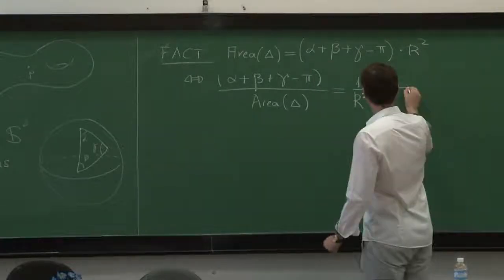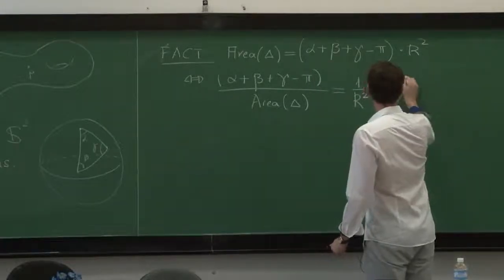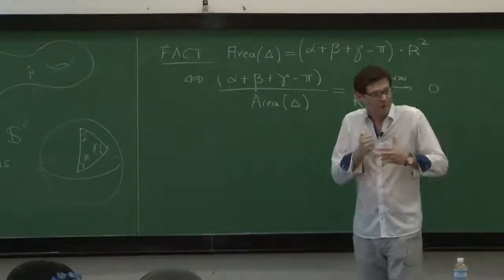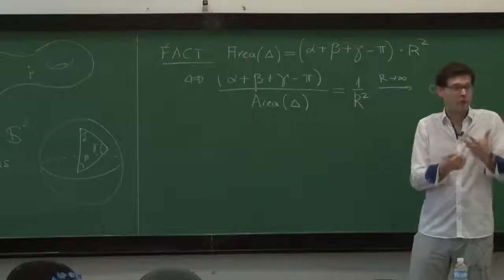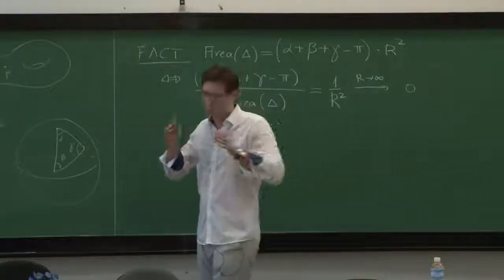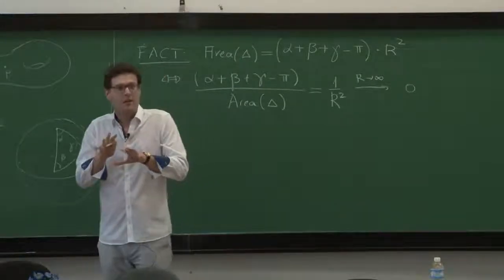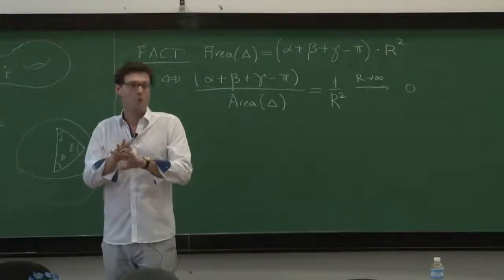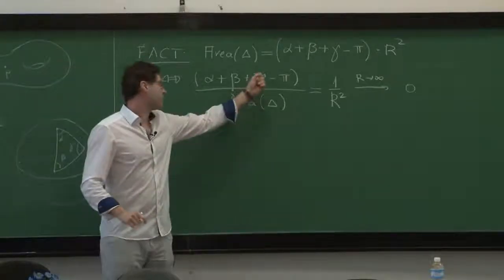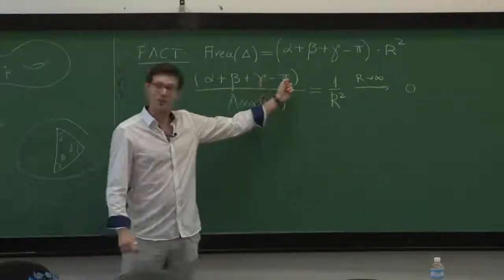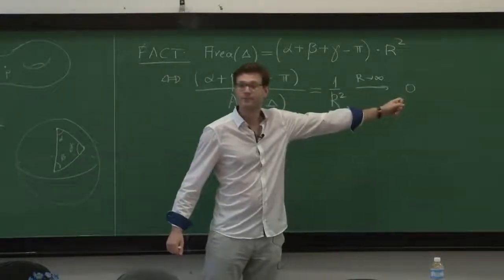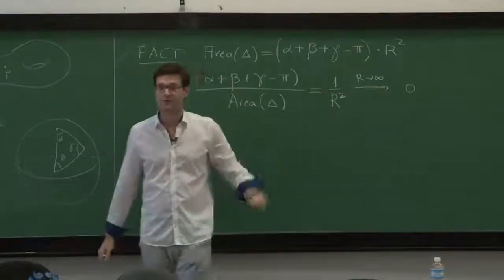And if I now let r go to infinity, this goes to 0. So it corresponds to what we know intuitively. If the radius of the sphere increases, locally the sphere looks more and more like R2. And on R2, the sum of the angles equals pi, so you should approach 0 at the end. So this is the correspondence.